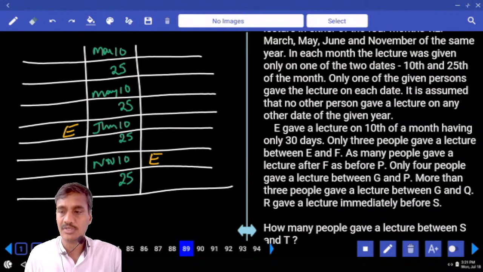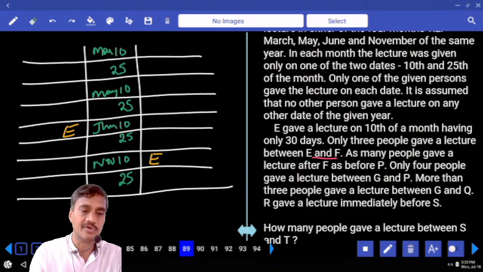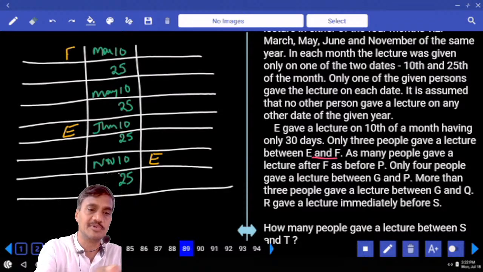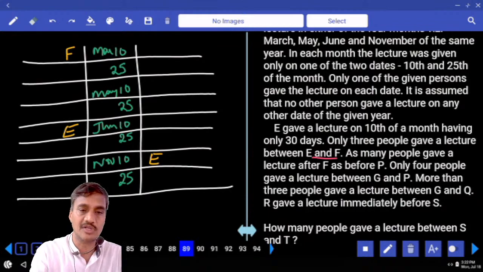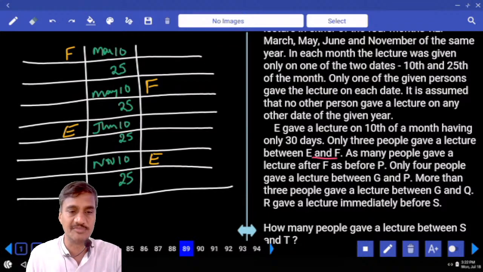And next one, only 3 people between E and F. Now in between E and F, there must be exactly 3 people, F is here. Similarly here also, in between E and F, there must be exactly 3 people, F is here.